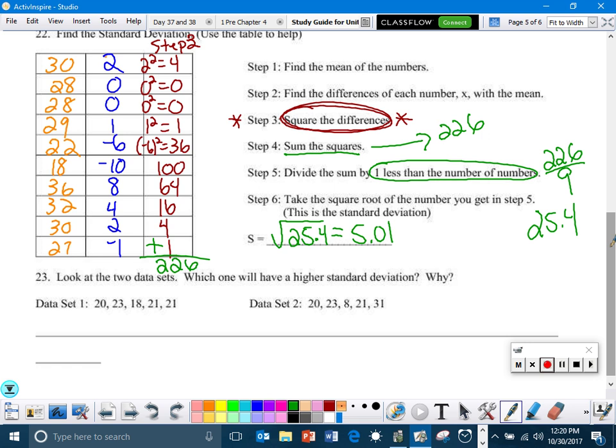Okay, look at it again. Make sure you practice it. The steps are in front of you. The steps will be listed on the test. You just have to follow them.